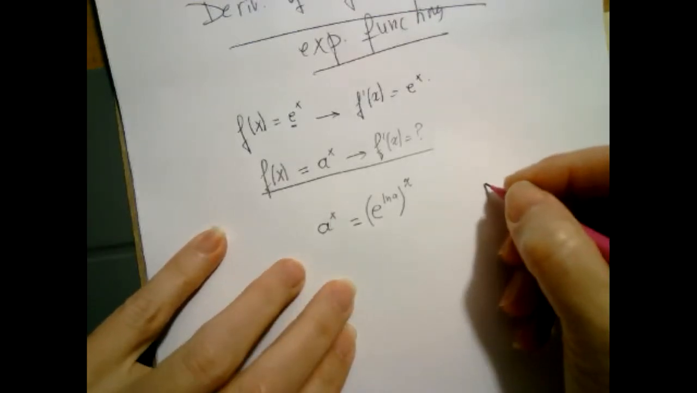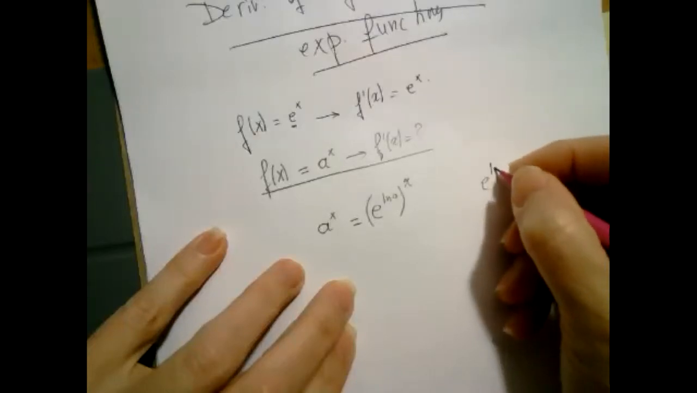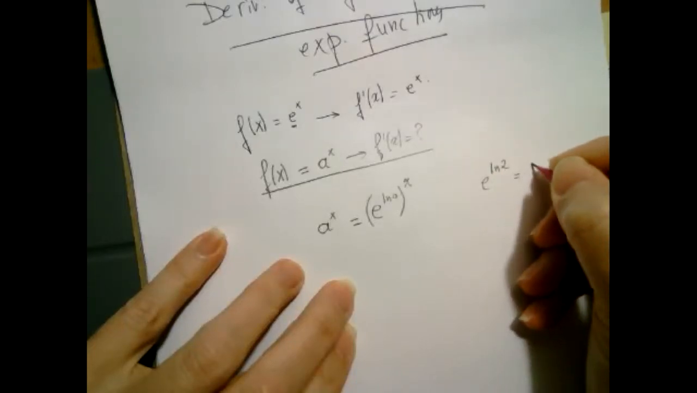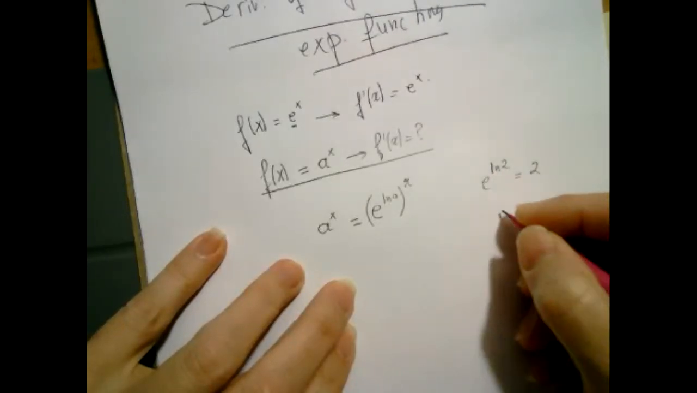Okay, let us remember. If I take e to the ln of 2, this is 2.